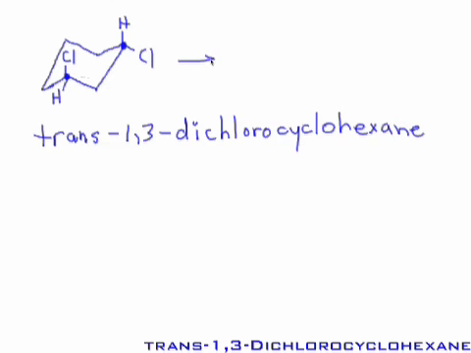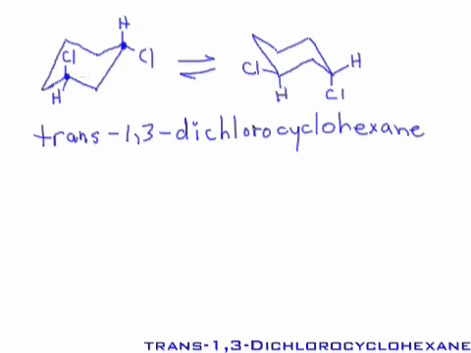And let's do a ring flip. So I draw my central parallel lines tilted the other way. Draw one up, draw one down. You should practice doing this. The H that was axial now becomes equatorial. The Cl that was equatorial becomes axial. The chlorine that was axial is now equatorial. The H that was equatorial becomes axial. One chlorine's down, one chlorine's up.